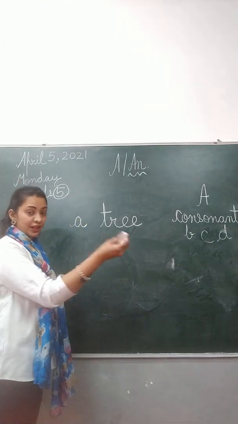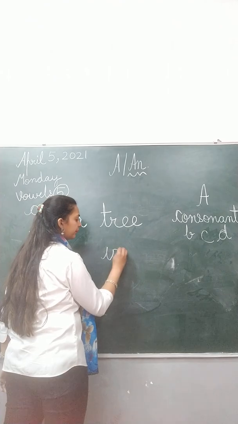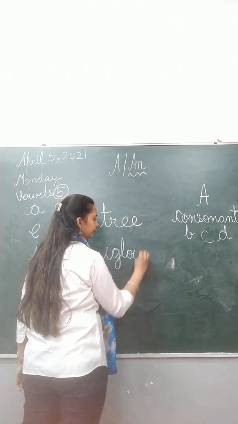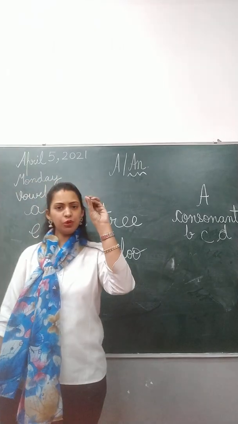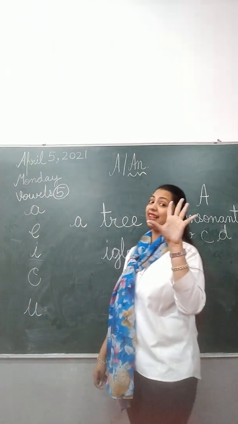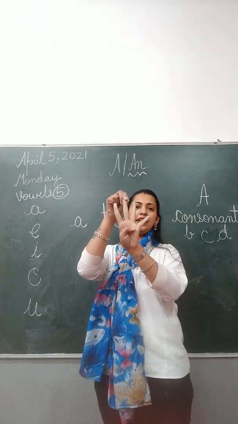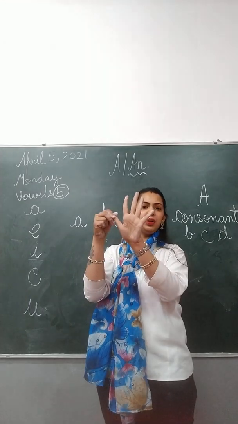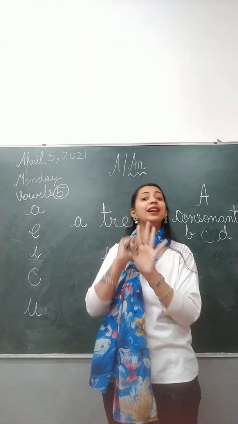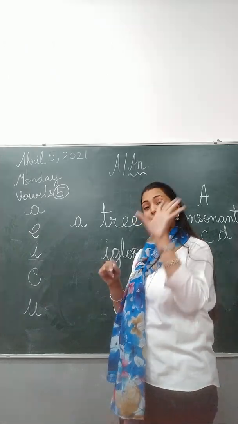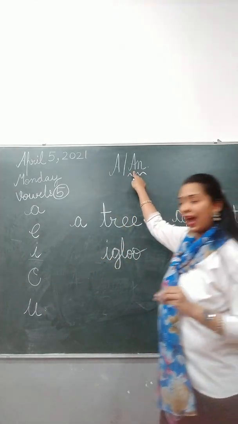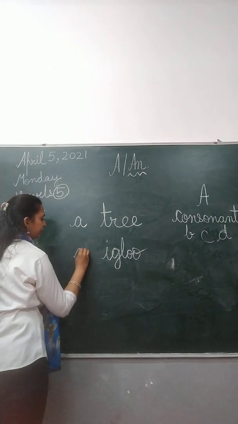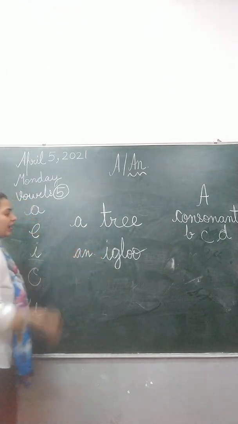But if my another word is igloo, then again it's with I. Does I come in my vowels? Let us see again. A, E, I, O and U. So I comes over here. Yes, I comes over here on my hand, in my vowels. So it will be used with an. What are we going to write before that? We will be writing an.